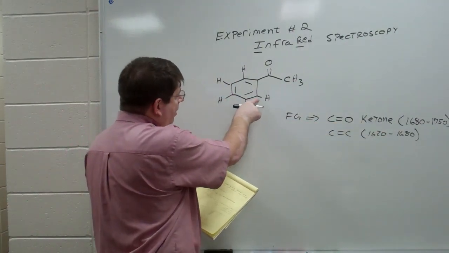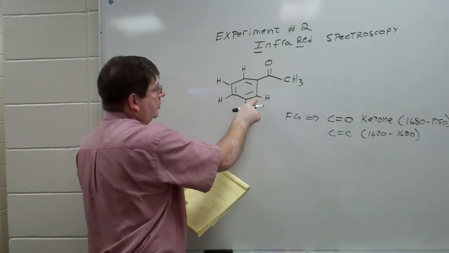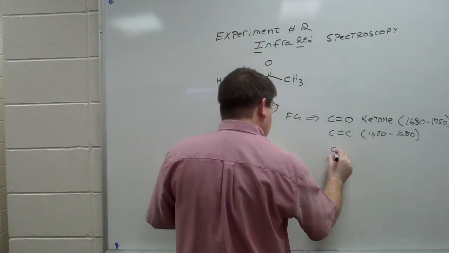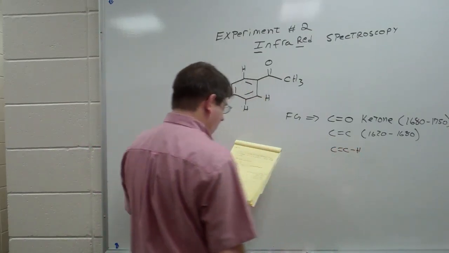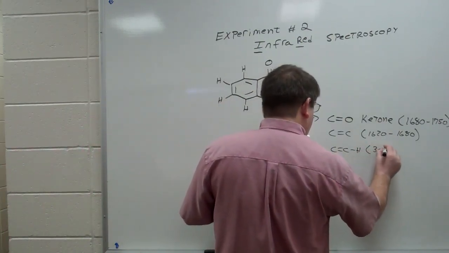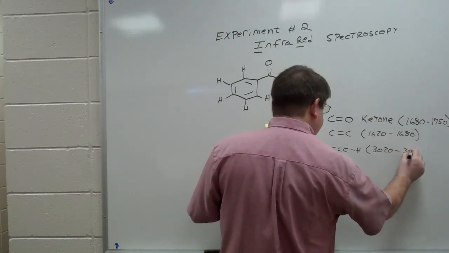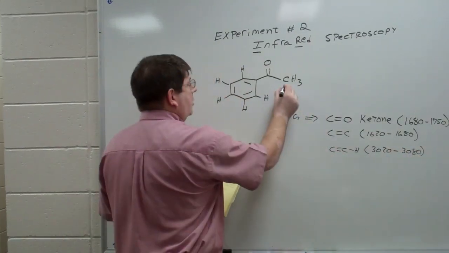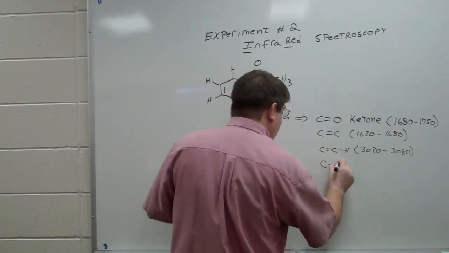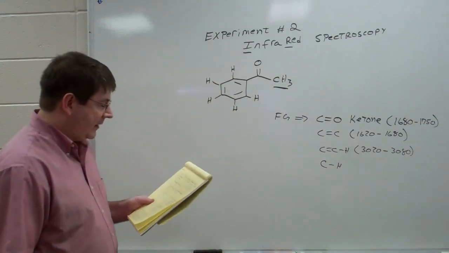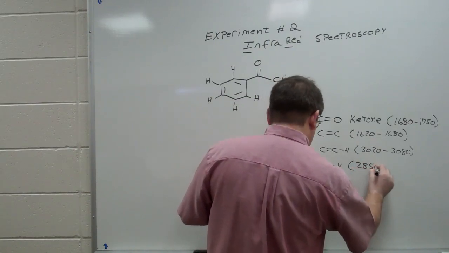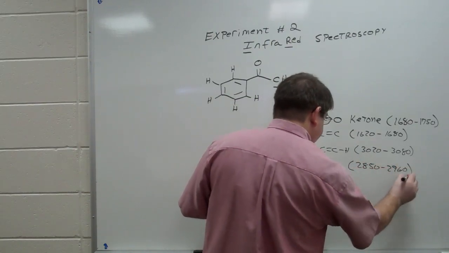We also notice that we've got carbon-hydrogen bonds, but we've got two flavors. We've got a carbon-hydrogen bond that's bound to an sp2 carbon. So we're going to draw that out as sp2 carbon H. And that's, if we look in our table, it's going to appear somewhere around 3020 to 3080. And we also notice that we've got sp3 carbon hydrogens. So we're going to just draw a CH there to represent that. And if we look in our table, we recognize that those actually appear somewhere around 2850 to 2960.